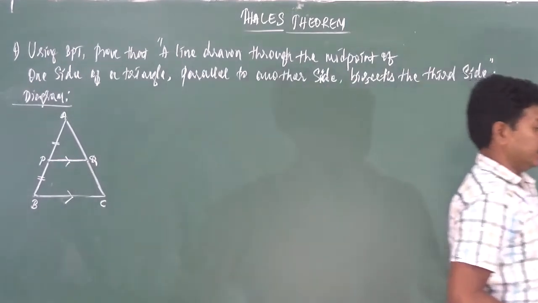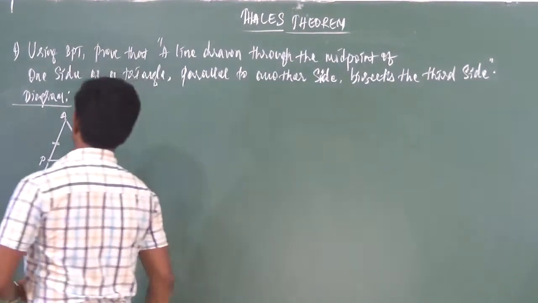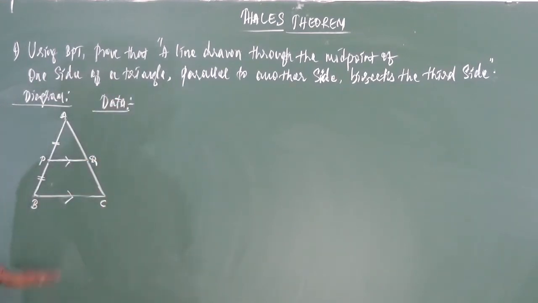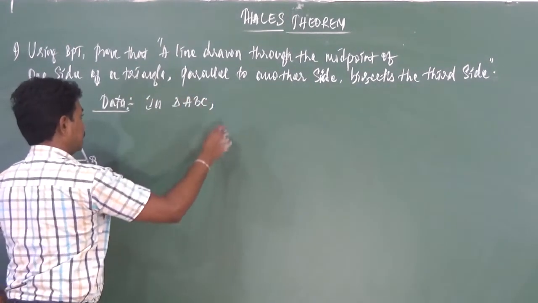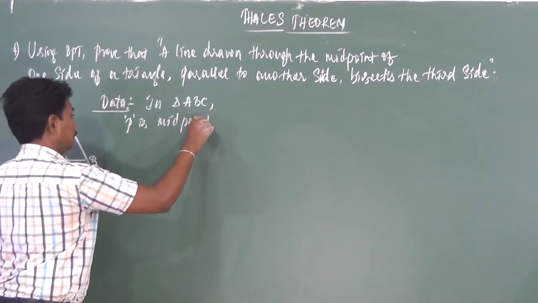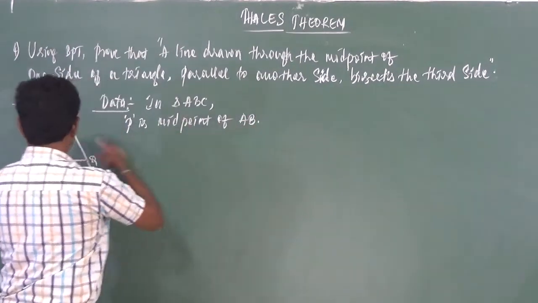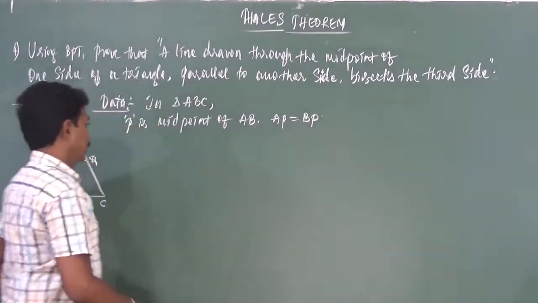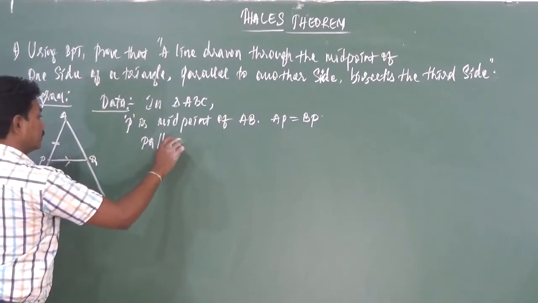Okay. So all things have to be done by using the BPT. We have to use BPT here. So in data, we are going to write the descriptions, what we have in the diagram. So in triangle ABC, P is midpoint of AB, and AP is equal to BP. Since P is the midpoint, AP will be equal to BP, and PQ is parallel to BC. So this is according to the data.